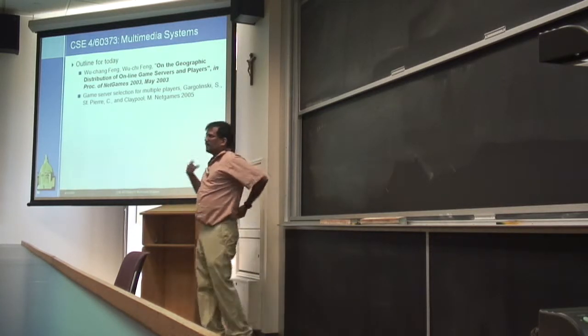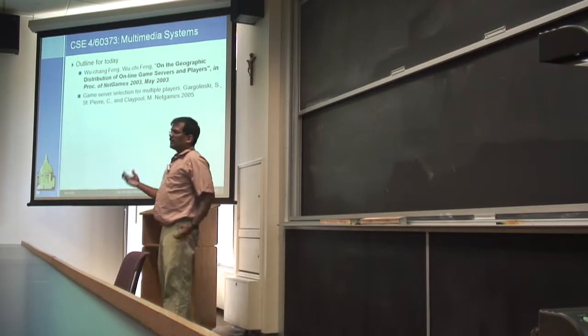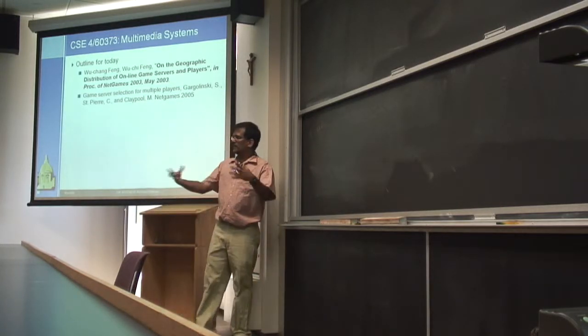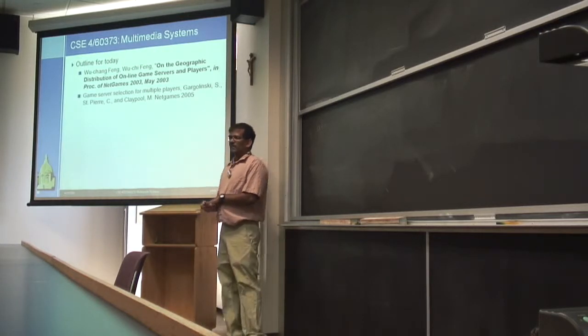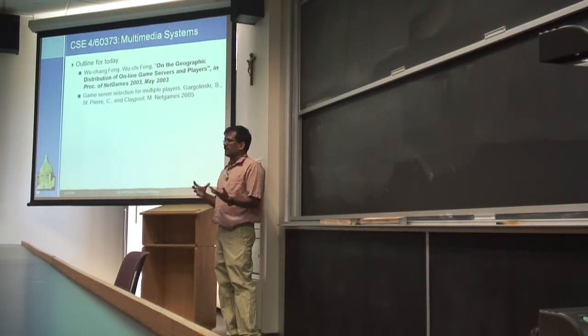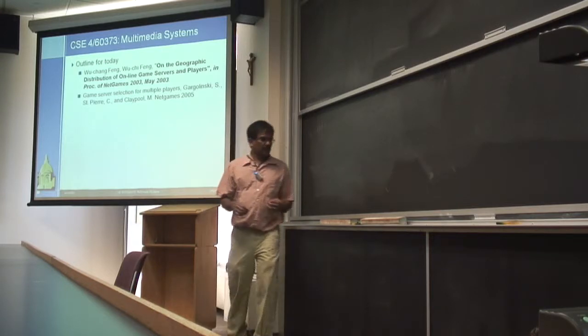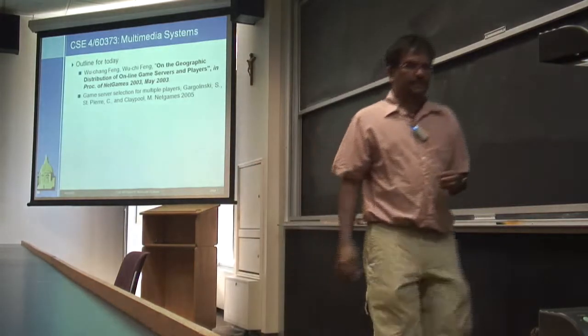So in the first paper, they're trying to look at server logs to see where the clients are, where the geographical distribution is. And it turns out it's not as nicely distributed as you would like, right? So let's look at some of the graphs.